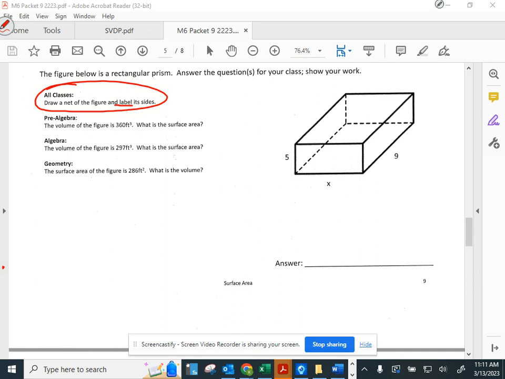So if we don't know it, it's that X, right? We know this is the 5, this is the 9. So when you cut it open, be figuring out which sides are all the 5s, which sides are all the 9s, and which sides are all the X's. Next page.